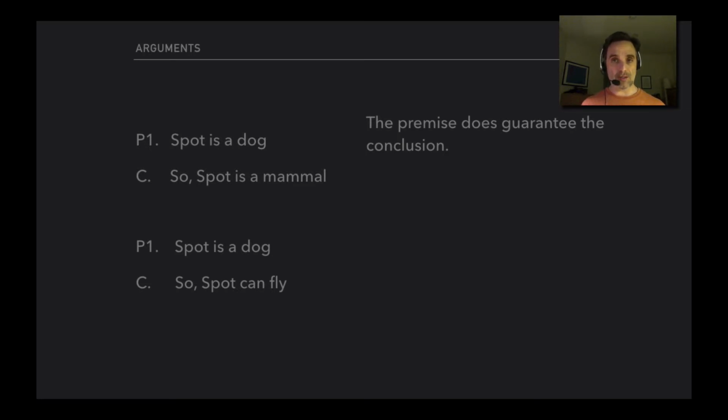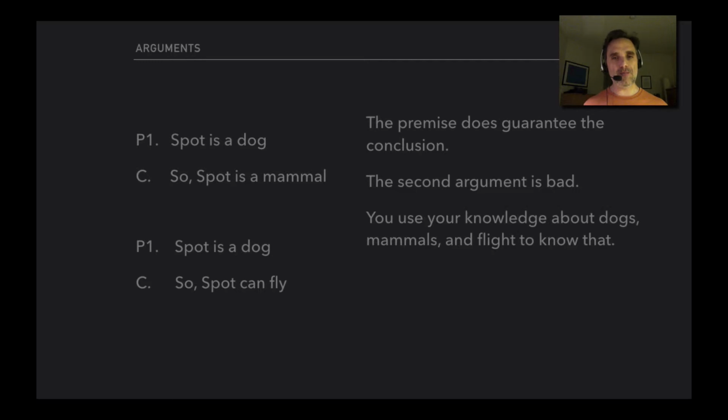Premise 1, Spot is a dog. Conclusion, Spot can fly. So that's a bad argument, right? Again, we ask, if the premise is true, is the conclusion also true? No. But how do we know the difference between these two arguments? Well, it's because we know about dogs and mammals and flight. You have to actually know more than is stated in these arguments to tell whether the argument is good or bad. They're different, right? The first one is definitely better than the second one.